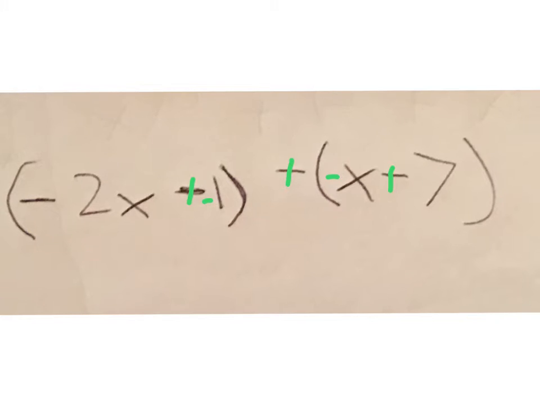Now we can add. Negative 2x plus negative x is negative 3x. Then we add negative 1 plus 7, which is 6. So the answer is negative 3x plus 6.